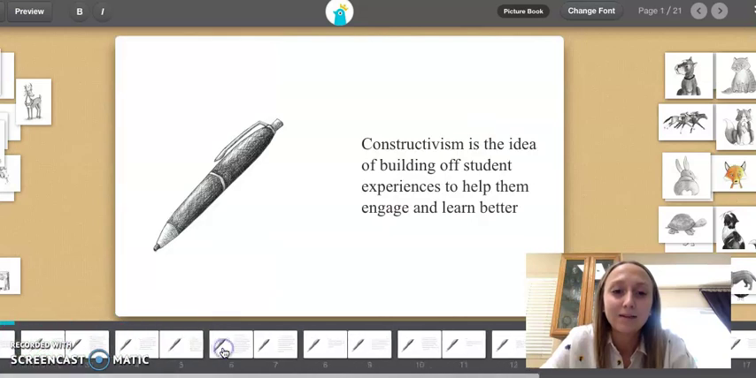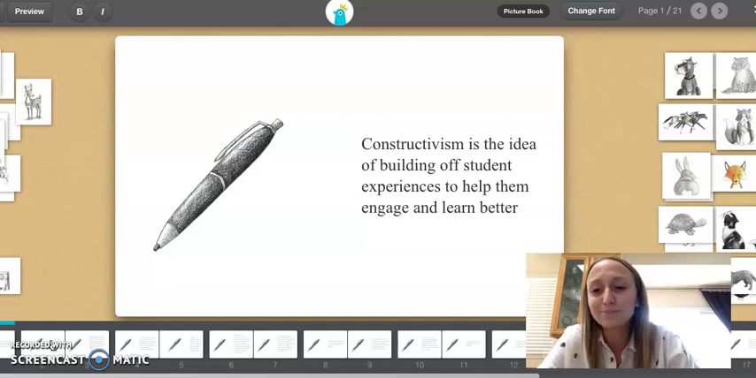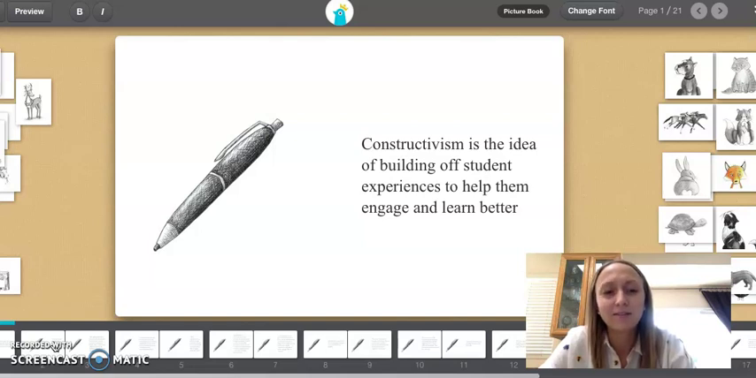So let's get started. First, I'll talk about the idea of constructivism, which is essentially building off the student experiences to help them engage and learn better. Students come into the classroom with experiences; they're not blank slates, as past researchers have said, that we can shape how we want. Constructivism differs from that, saying that students have experiences and prior knowledge, and we need to build off of that rather than start from scratch.